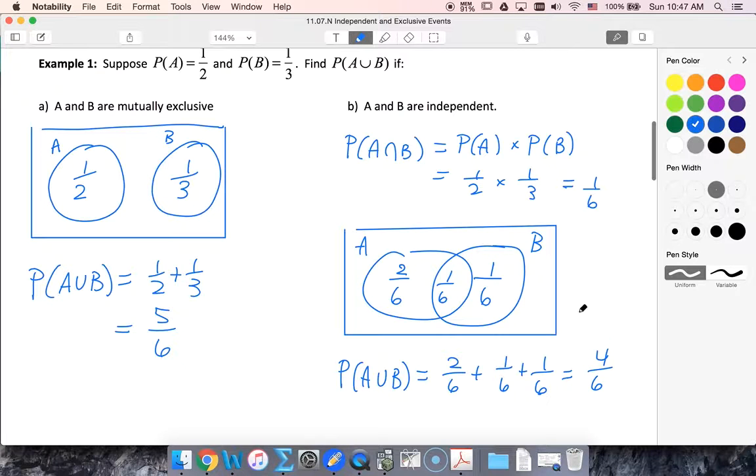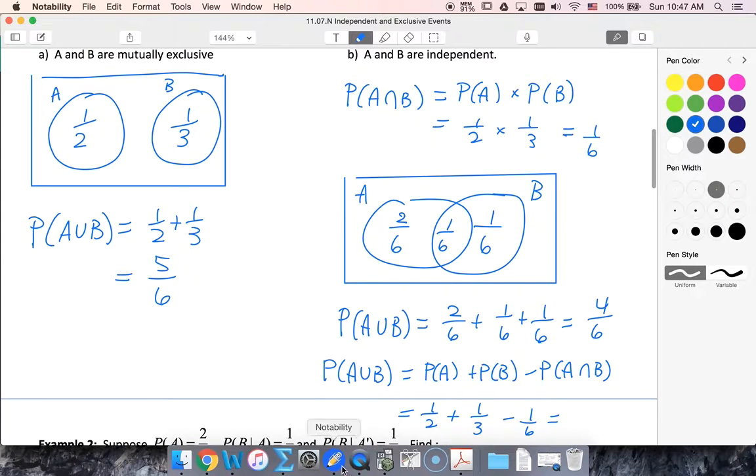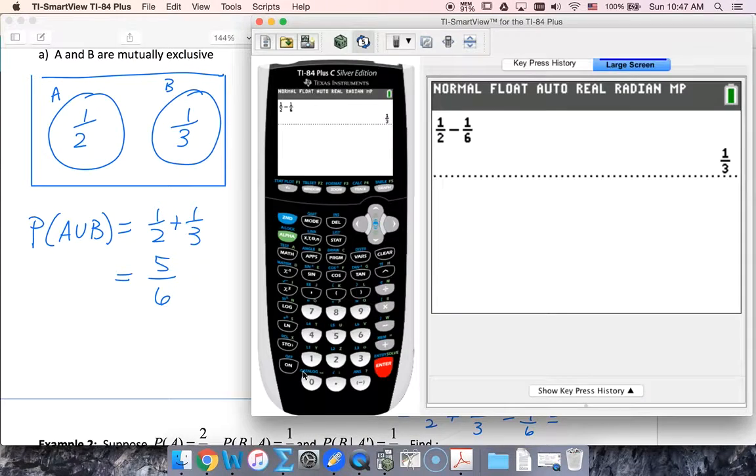The other thing that I could have done is used the other formula in my formula booklet, which says probability of A union B is probability of A plus probability of B minus the probability of their intersection. So that would have been 1/2 plus 1/3 minus 1/6. Again, I could use my calculator for that.